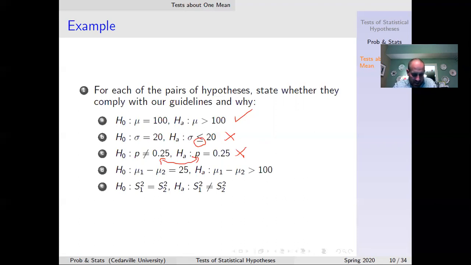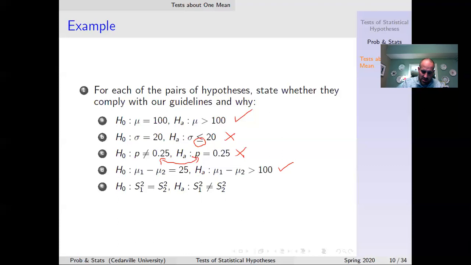What about mu1 minus mu2 equal 25, and the alternative, mu1 minus mu2 greater than 100? Yeah, that'd be fine. Okay, what about S1 squared equals S2 squared, and an alternative S1 squared doesn't equal S2 squared? Now, I'm not so sure what S stands for. That makes me a little bit nervous because I don't really know. But if by S you meant sigma, that might be okay.